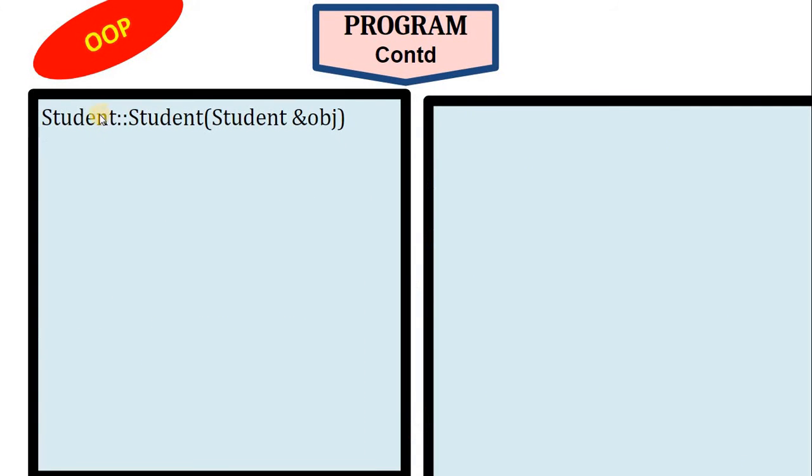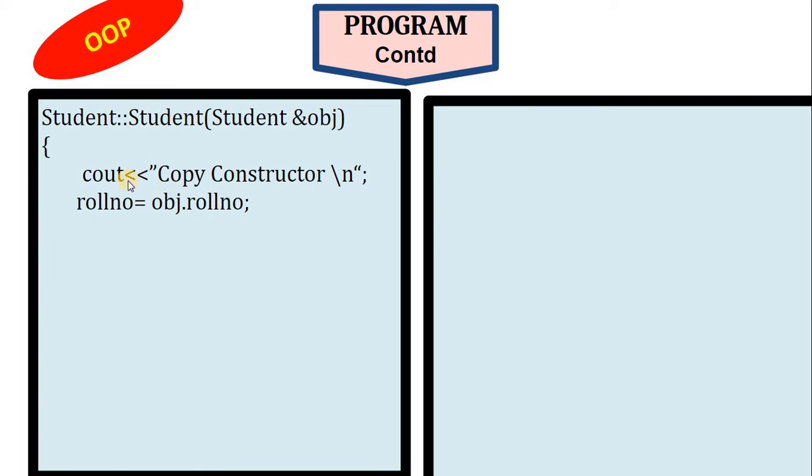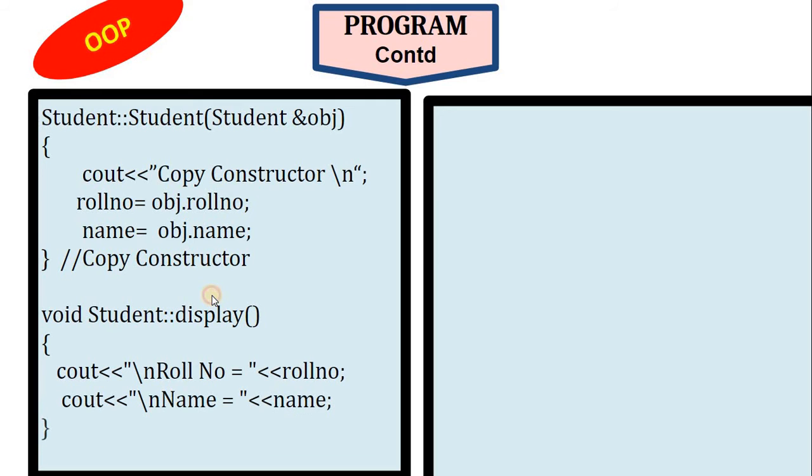The third constructor is the copy constructor. How do we write it? Student, scope resolution operator, student, and inside the parameter we are again creating an object of the student class, but we must not forget to use the ampersand sign. Here we define roll number is equal to obj dot roll number. That means we are copying the value of obj into the current object's roll number. Name is equal to obj dot name. And the display function is used to just display the values of roll number and name.